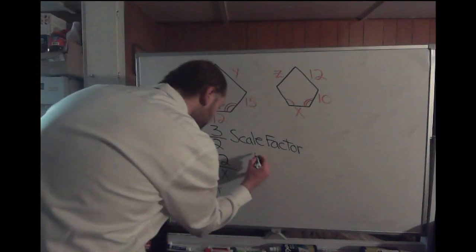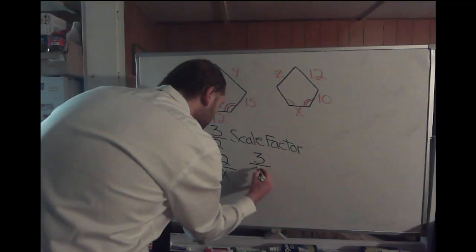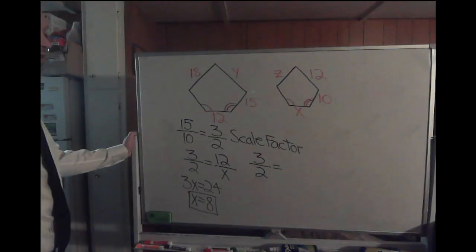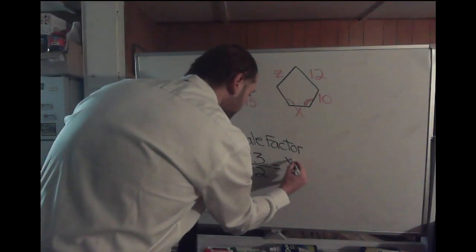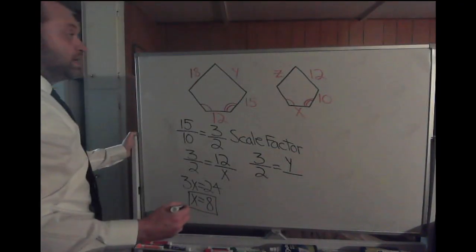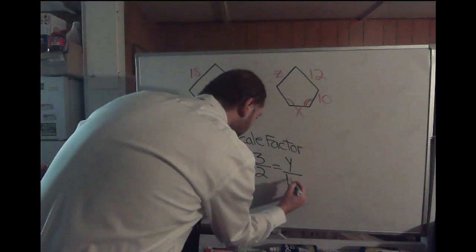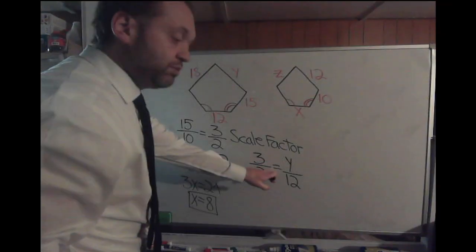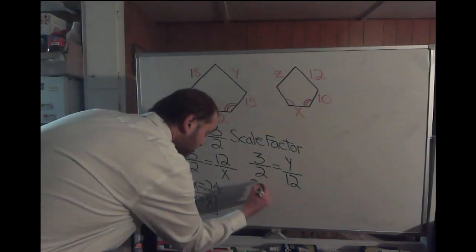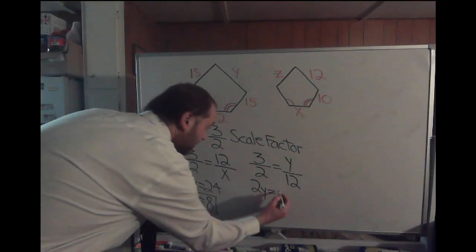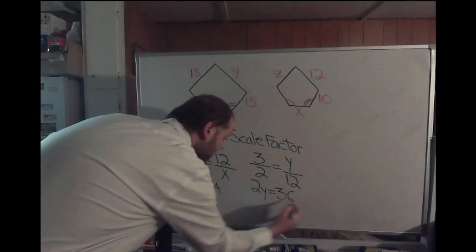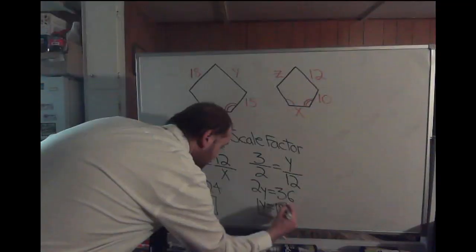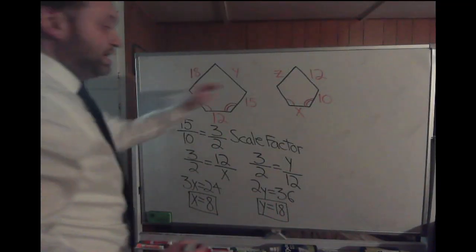Once again, start with your 3 to 2 scale factor. This time y is on the first quadrilateral, so that means y will come in the numerator of the second ratio, and then 12 will come in the denominator of the second ratio. So you'll have the proportion 3 to 2 is equal to y to 12, which should give you that 2y equals 36, which should then give you that y is equal to 18. So we got a value of y being 18.